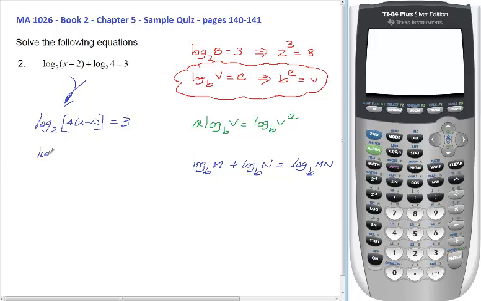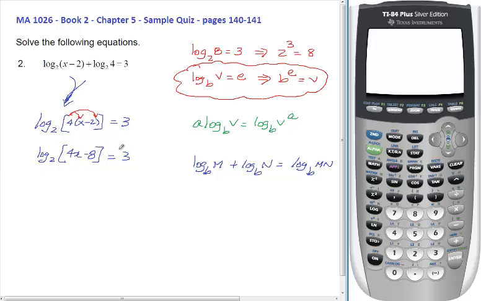I'll go ahead and do one more step here. I'll do the distributive property. You see it there, I hope: 4 times x and 4 times negative 2. So I'll do that at this stage. You don't have to do it in this stage. You could switch first, then do it. Makes no difference.